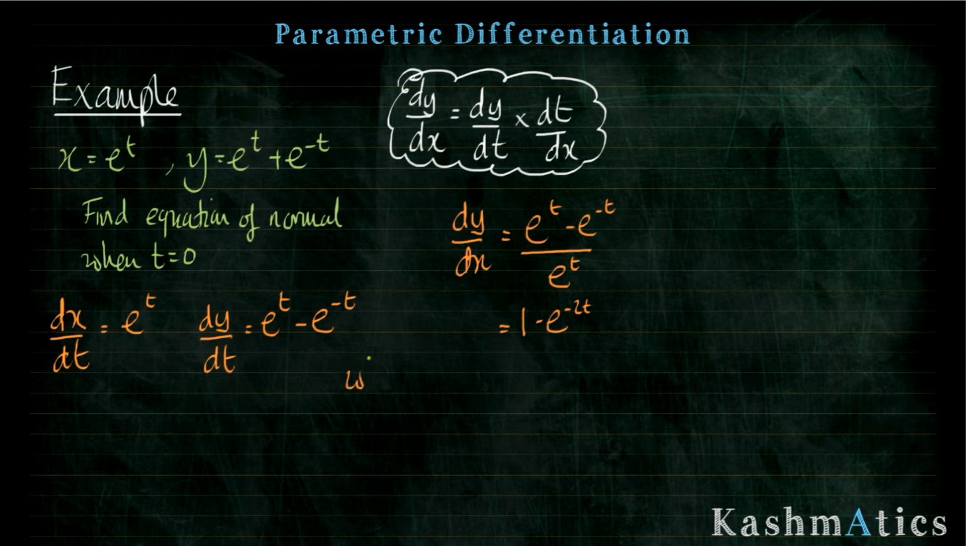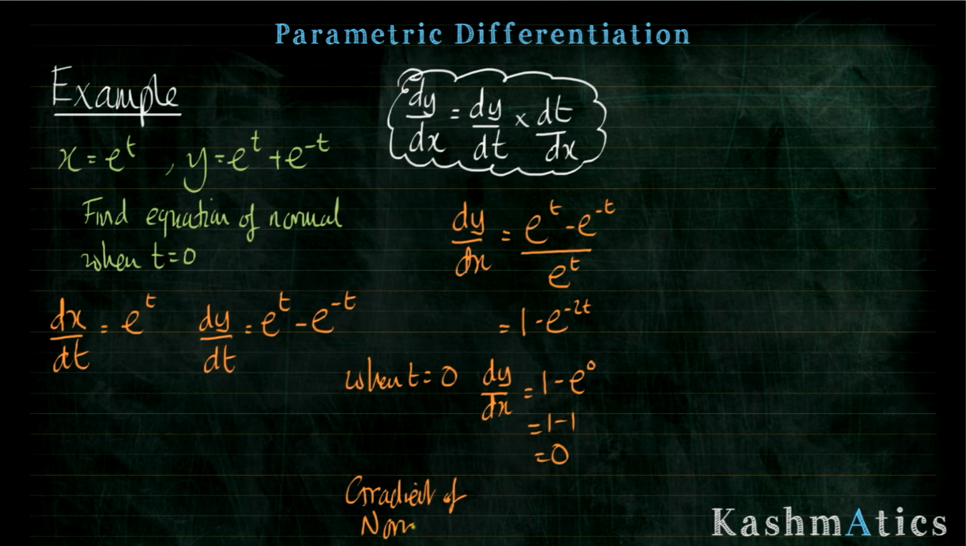Now when t is equal to 0, so I want the gradient at that point, dy by dx will equal 1 minus e to the power 0. Now e to the power 0 is 1. So that becomes 1 take away 1, which is 0. So it's got a gradient of 0, which means it's a horizontal line, which means the gradient of the normal is at right angles to that. So if that's going to be horizontal, the gradient of the normal is going to be infinite, which means it's a vertical line going up and down like that.